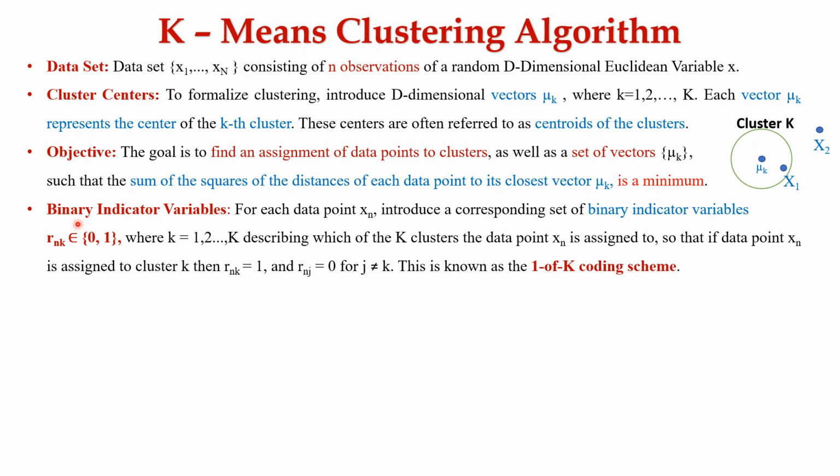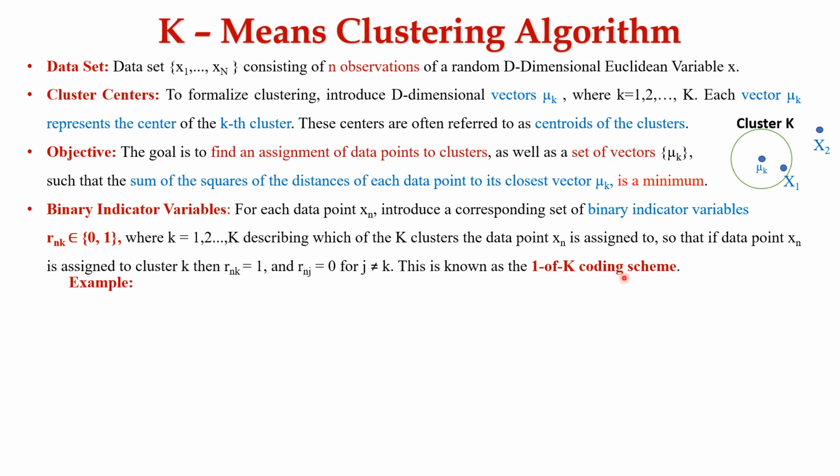The next terminology is binary indicator variables. For each data point xn, introduce a corresponding set of binary indicator variables Rnk belongs to {0, 1}. That is, it is a cluster membership of binary form, where k is equal to 1, 2, 3, 4 up to K, describing which of the K clusters the data point xn is assigned to. So, if data point xn is assigned to the cluster k, then Rnk is equal to 1 and Rnj is equal to 0 for j not equal to k. So, this means that j and k are different clusters. So, this is also known as 1-of-K coding scheme.